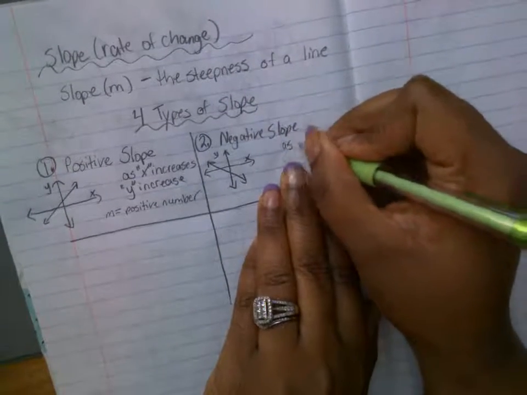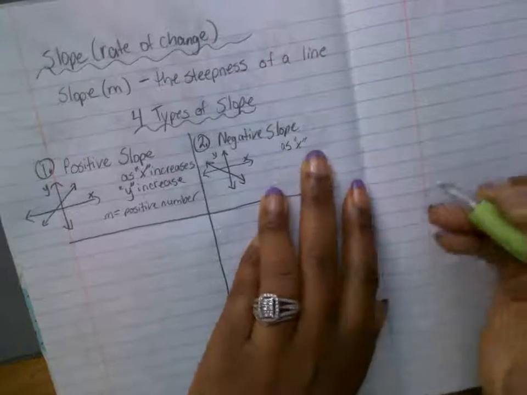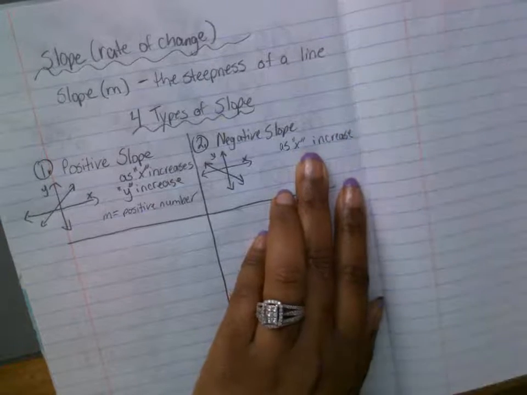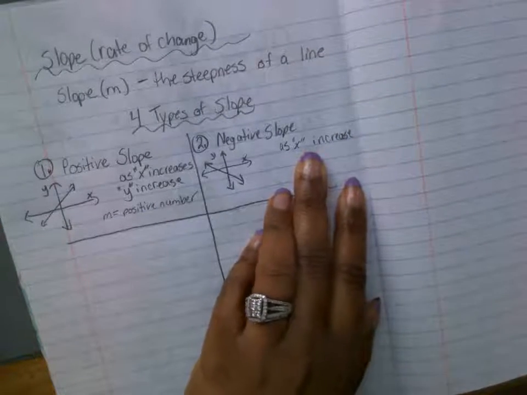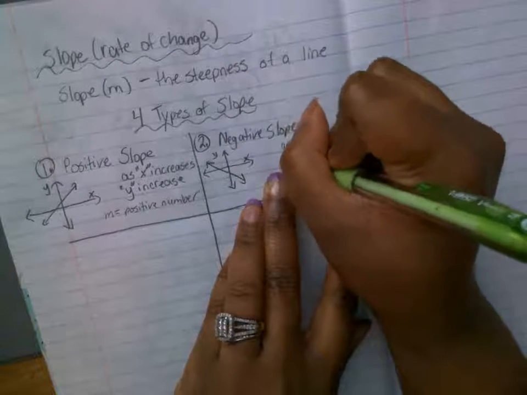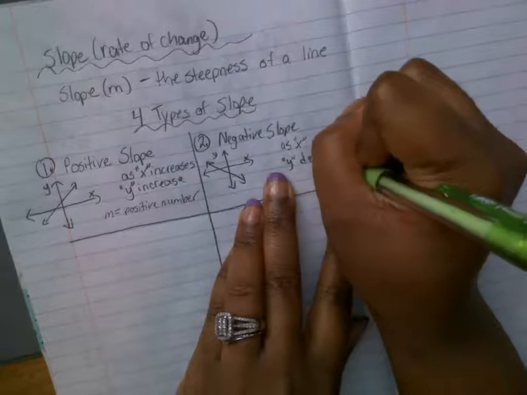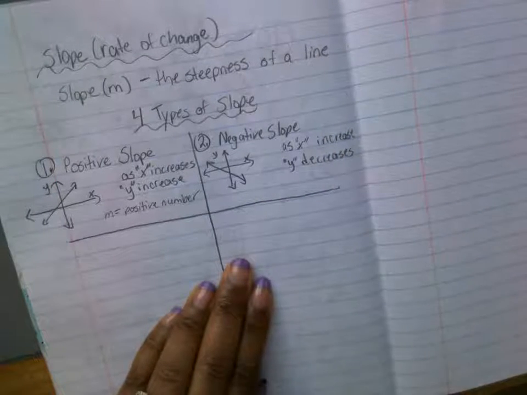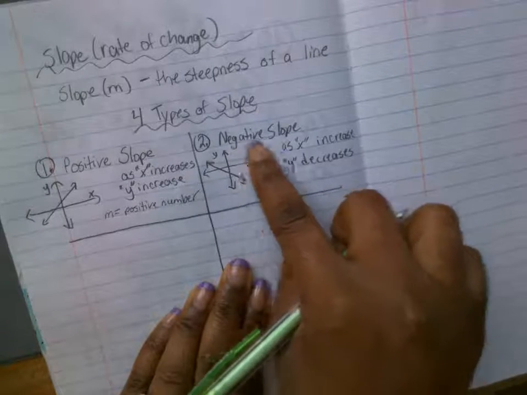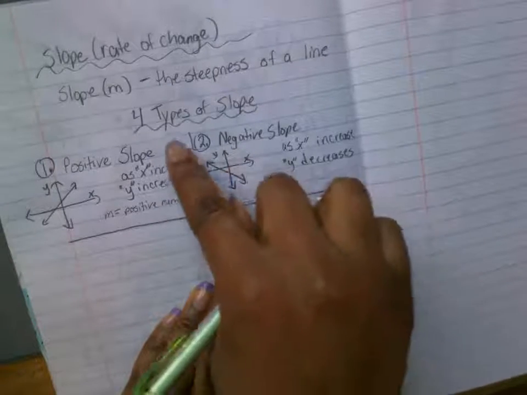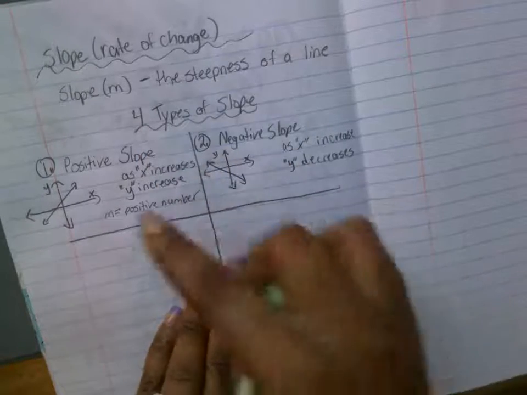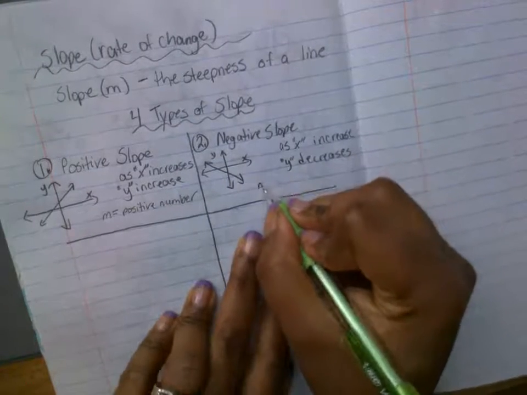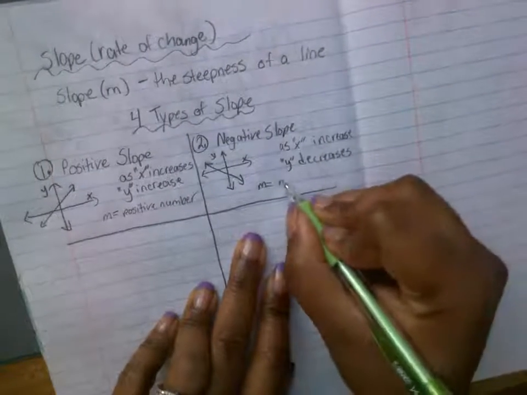Again, as x increases, y decreases. X always increases because you read your x-axis from left to right. Your M, or your slope, is going to be a negative number. Since this line has a negative slope, the line is going down. Lines that go down have a negative slope. Lines that go up have a positive slope. So here your M is going to equal a negative number.